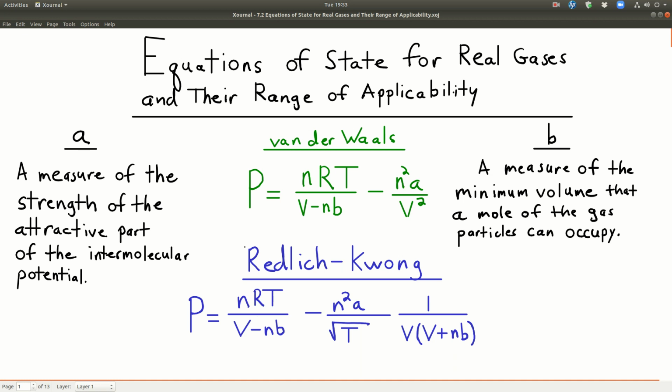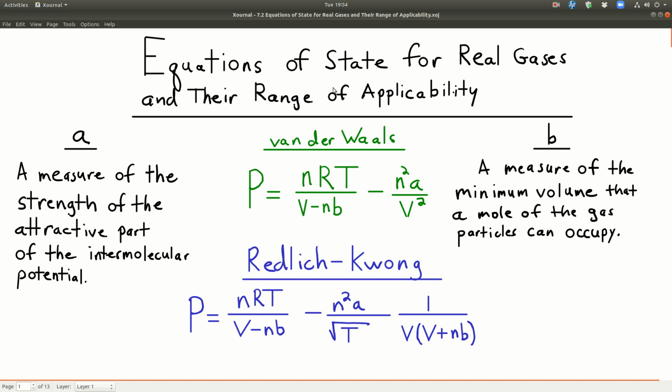Hey guys, this is chapter 7, and we're going to start with section 7.2, equations of state for real gases and their range of applicability. 7.1 is basically an intro, there's no meat there. So we're going to start out looking at a couple of equations that we can use for real gases.